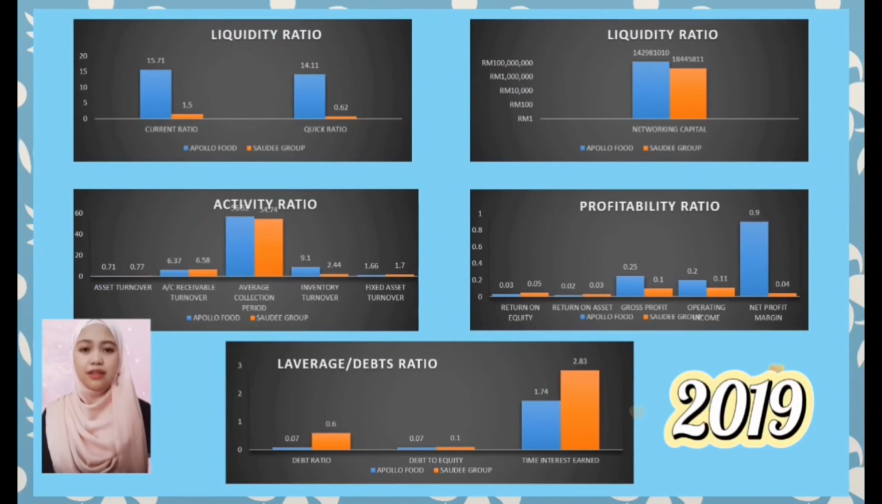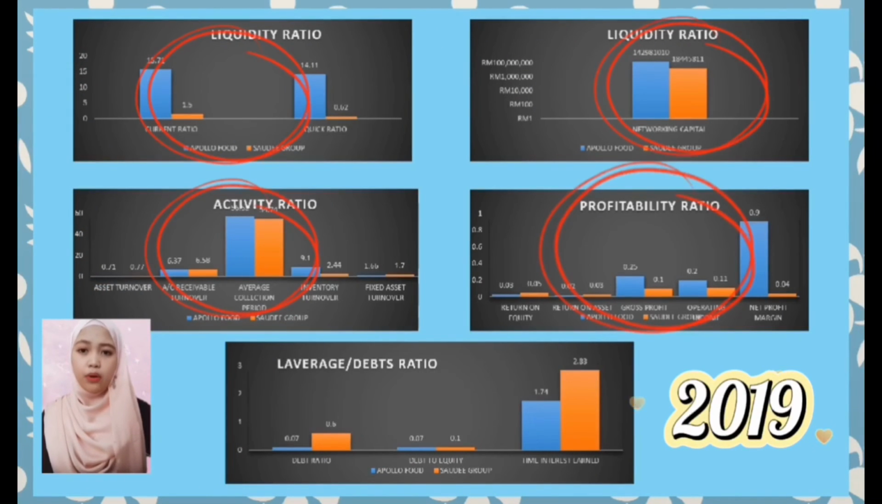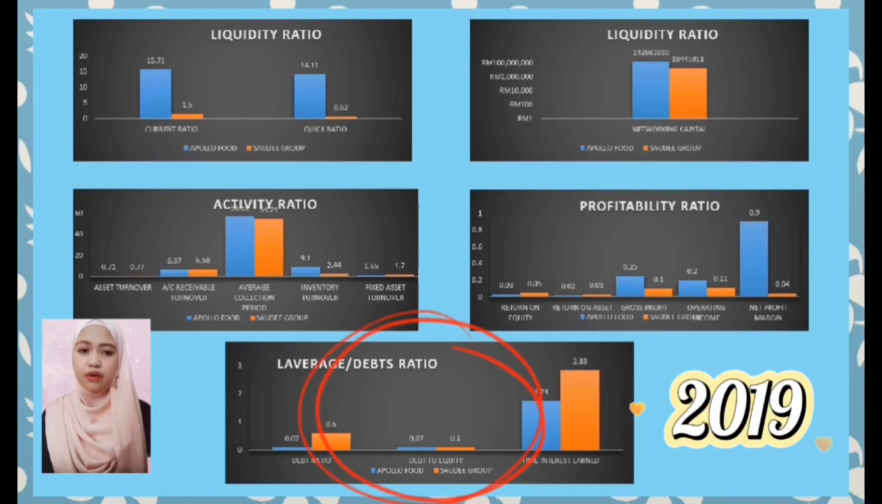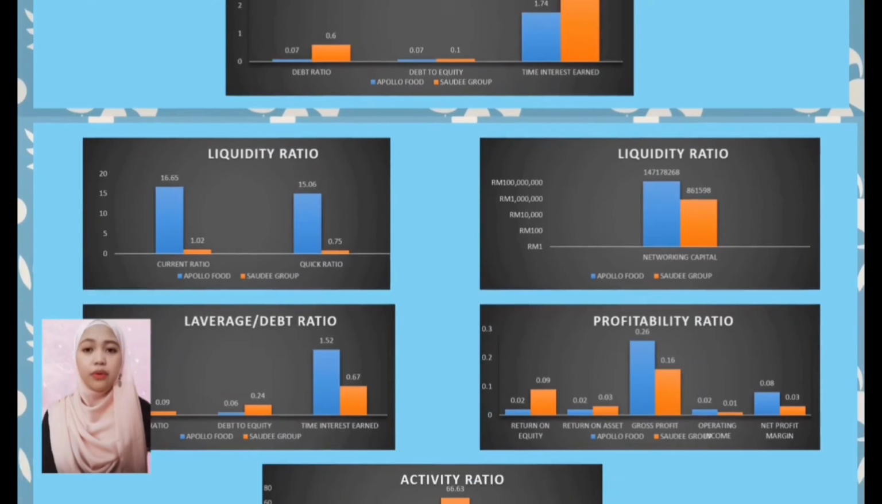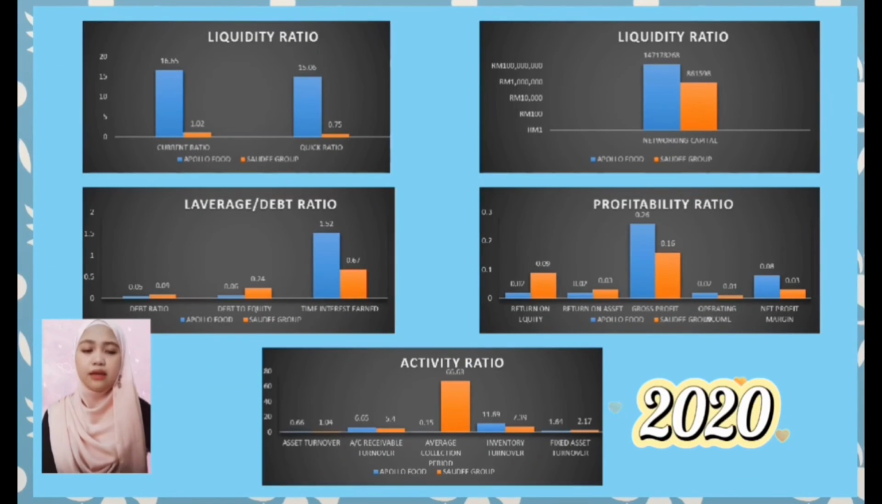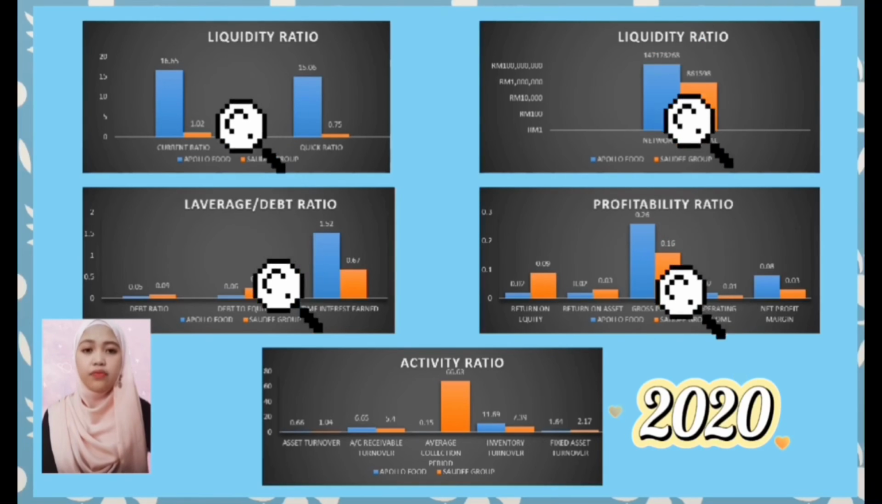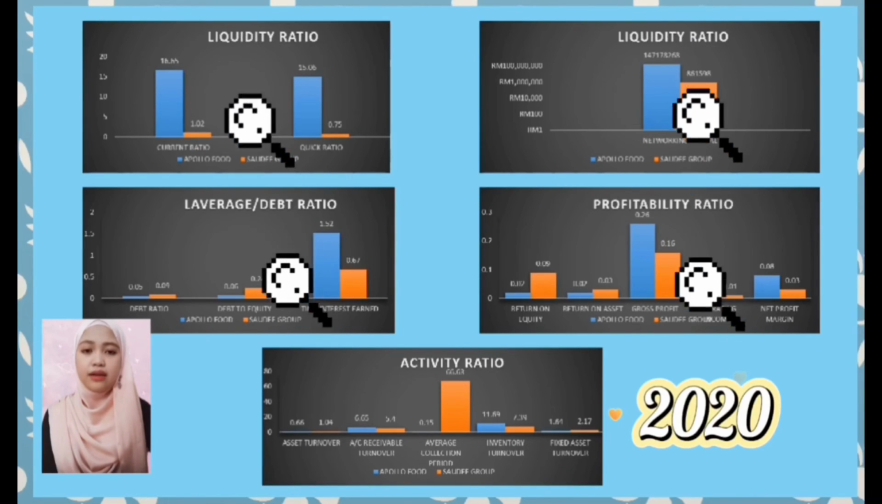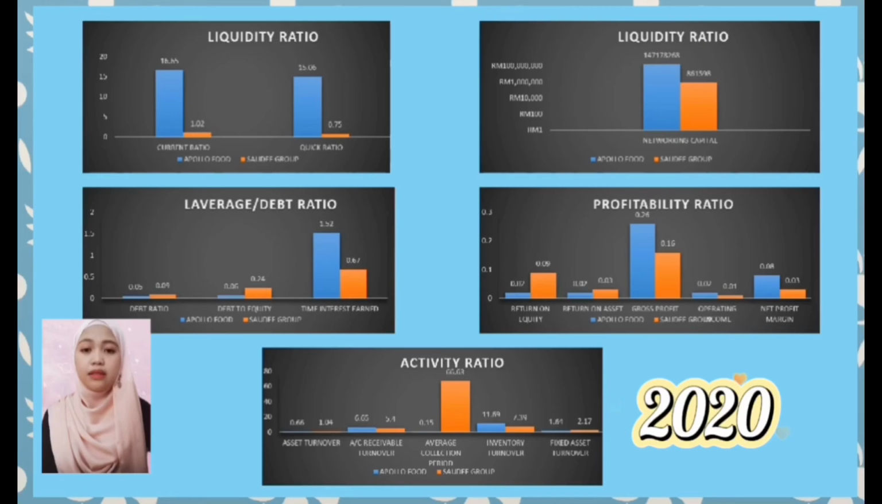First of all, in 2019, you can see that for every category the majority of the graph for Apollo Food Company is higher than Saudi Group Company. But for the leverage or debt ratio, the graph for Saudi Group shows higher than Apollo Food Company. In 2020, it is also the same as the year before. Comparative analysis in 2020 shows that the graph for Apollo Food Company is mostly higher than Saudi Group Company. But for the activity ratio, the graph for the average Saudi Group shows very big differences.